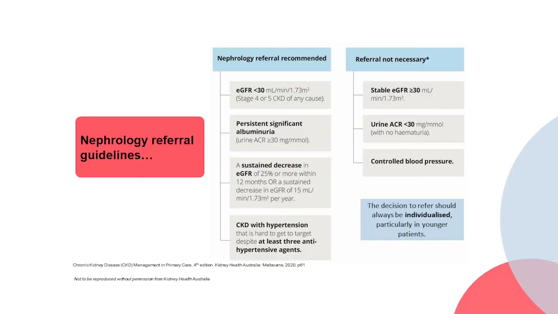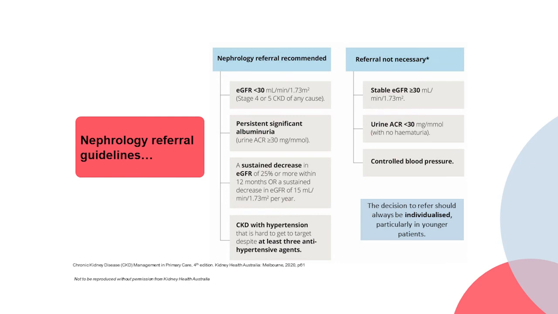So these are the general guidelines for referral to a nephrology service. eGFR less than 30, which is persistent, or persistent significant albuminuria, where an ACR is over 30, or a sustained decrease in eGFR of 25% or more, and CKD with hypertension that is hard to get to target despite at least 3 antihypertensive agents. Referral is not necessary with stable eGFR over 30 and urine ACR less than 30 with controlled blood pressure.